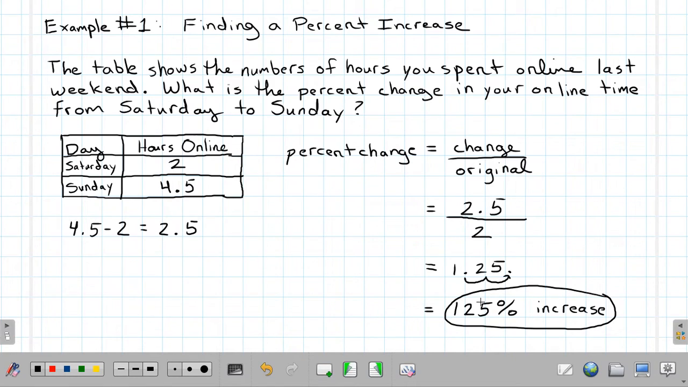And that's what a percent increase tells us. It tells us relative to the original amount how much our number increased. So since our starting number was 2, the number 2 increased by 125% to get to 4.5. Okay? And that's honestly how every single one of our questions in this section works. But let's go ahead and look at example 2.